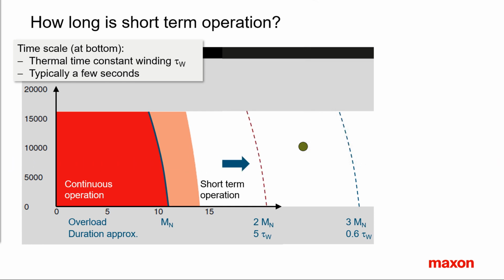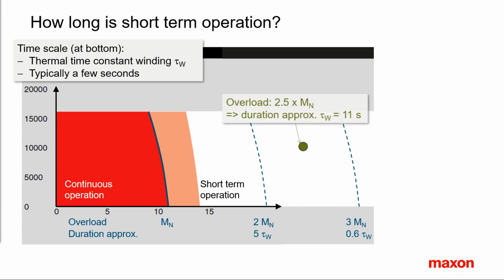Here is how to read the diagram and the time scale at the bottom. At torques up to about twice the nominal torque, the overload can be quite long, 20 seconds for small motors, up to several minutes for larger motors. At an overload of 3 times the nominal torque, the duration, however, is already shorter than this thermal time constant. The load torque of the indicated operation point is about 2.5 times the nominal torque. As a rule, the maximum duration amounts to about just this thermal time constant.